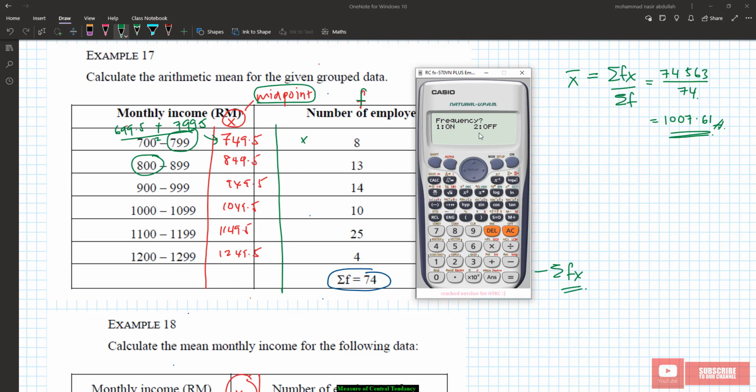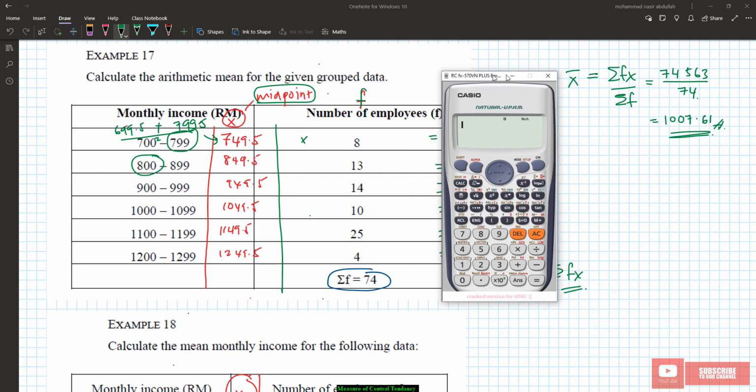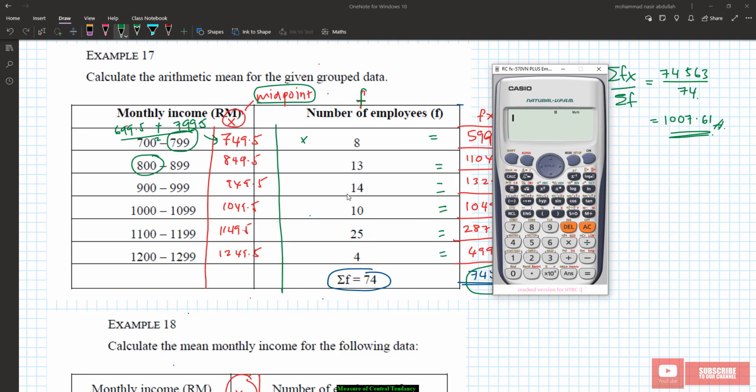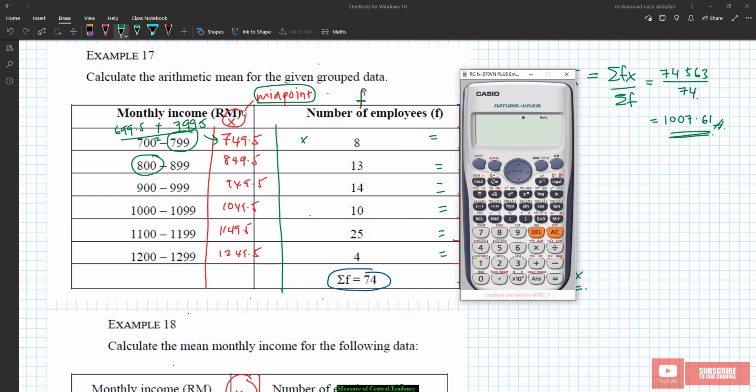So it will ask here 1, you want to on frequency or you want to off frequency. So click 1, you want to on the frequency value, means that we want to input the value of frequency. Okay, so now we already have the value of X and we already have the value of F. So we click mode and then you find STAT number 3 and then you will see this screen.